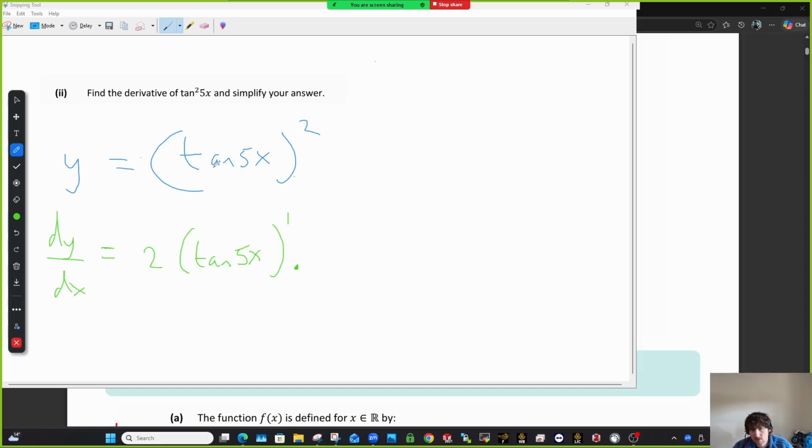Now if you go and check your tables book, you'll see that the derivative of tan is sec squared. So again, what do we do here? Tan has something in it that's other than x, so it's 5x. So we keep the inside the same there. So what we write is sec squared 5x, keeping the 5x the same, and then we multiply by the derivative of what's inside this, which is a 5.